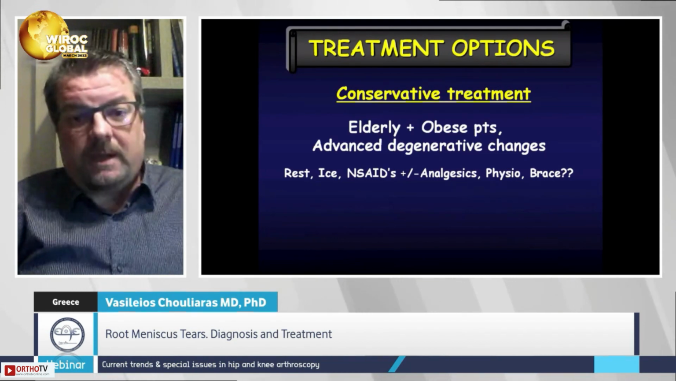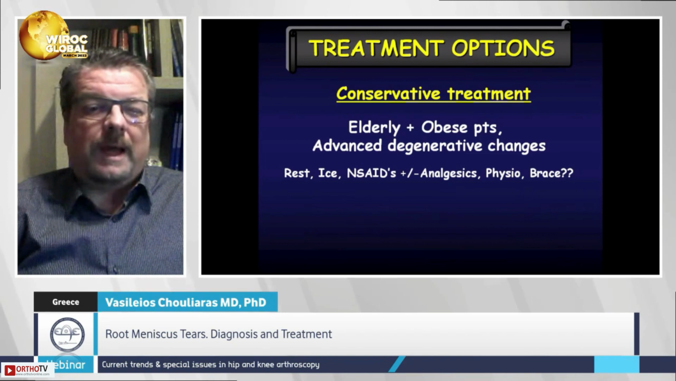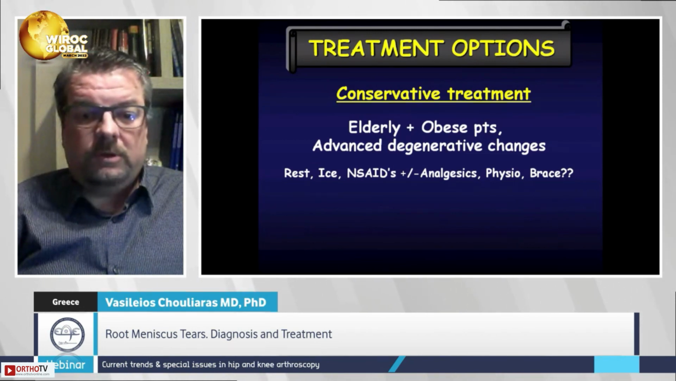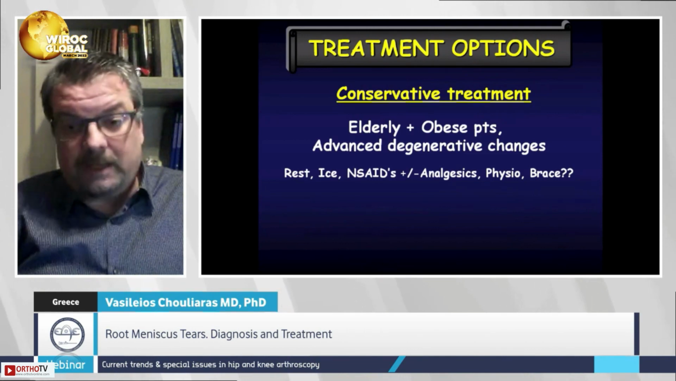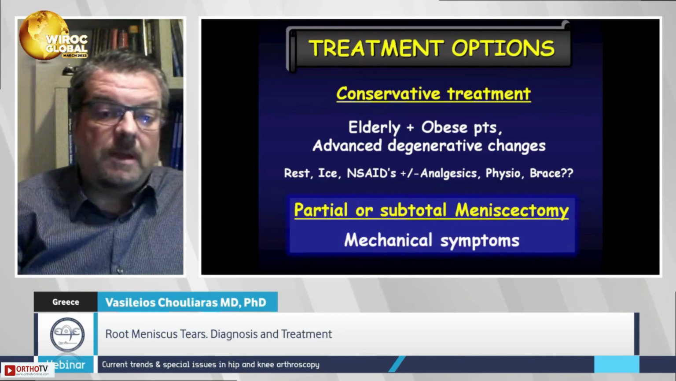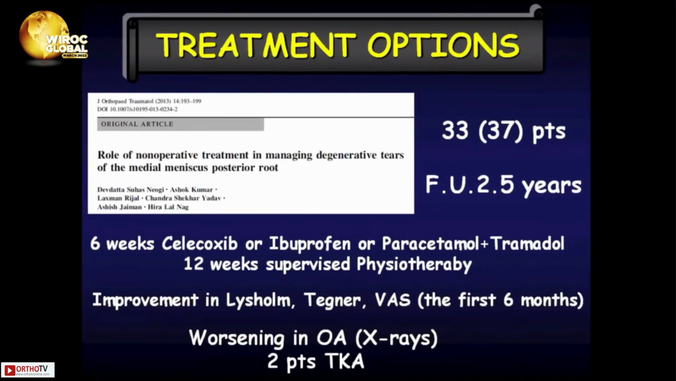The treatment options are conservative treatment, of course, for elderly patients with advanced degenerative changes, with rest, ice, non-steroid anti-inflammatory drugs or analgesics, with physiotherapy, and maybe with a brace. And of course, there's partial or subtotal meniscectomy. What about the conservative treatment?